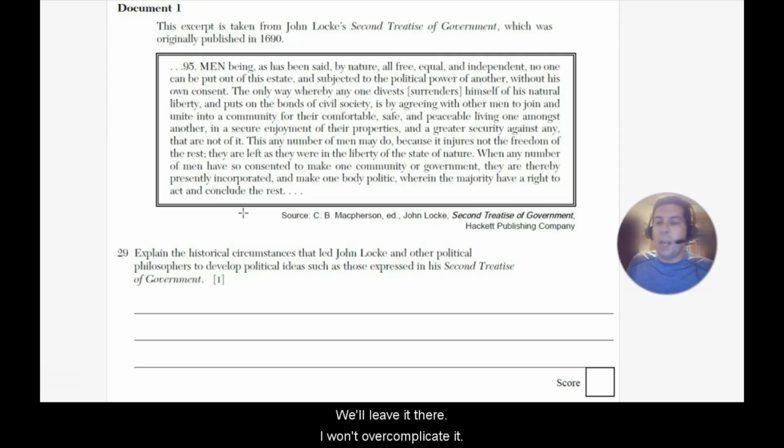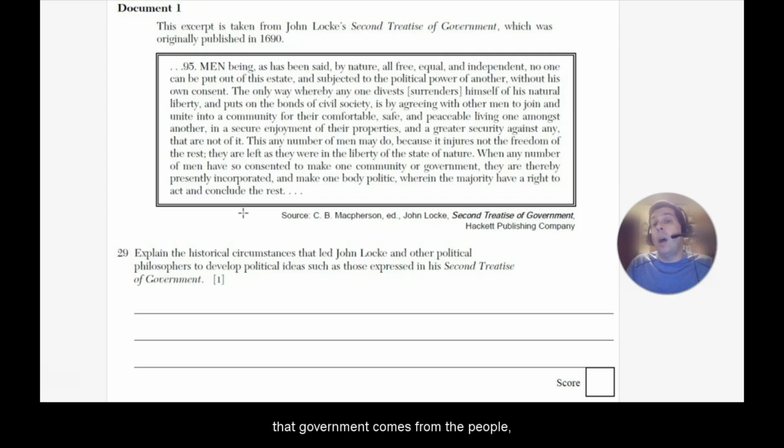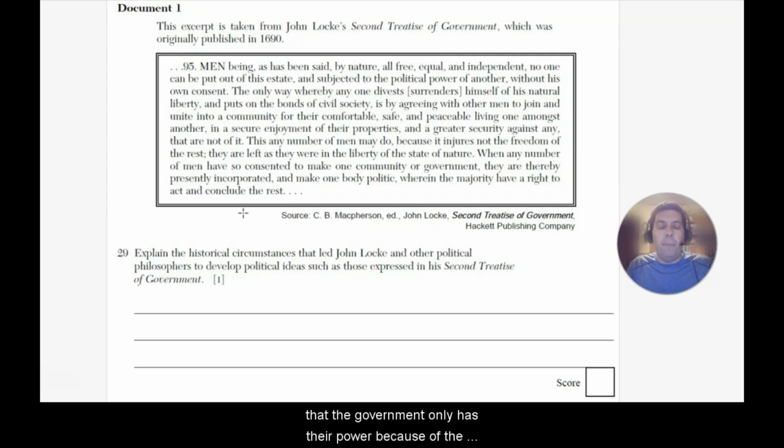We'll leave it there. I won't overcomplicate it, but mostly that type of government is why we have these Enlightenment writers. So then you can talk about how in the Enlightenment, people like John Locke wrote about ideas like equality, like democracy, that government comes from the people, that the government only has its power because of the consent of the governed, an expression or phrase you may see a lot. So that's one way you can approach this, right? Out of the Age of Absolutism and Divine Right.